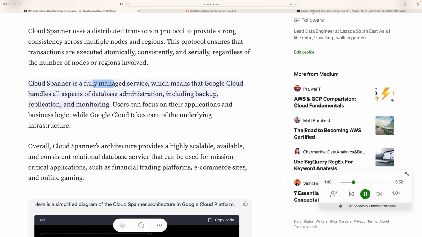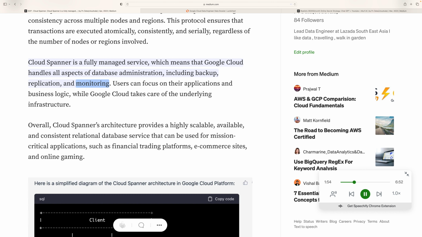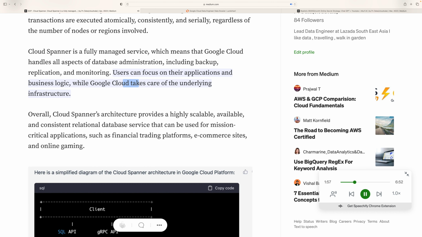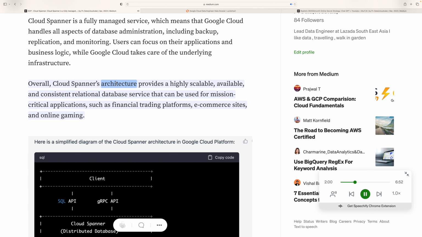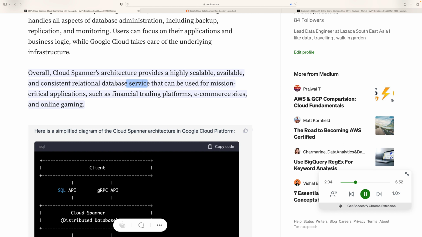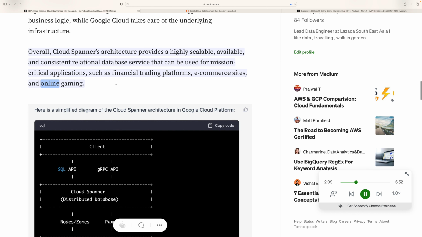Cloud Spanner is a fully managed service, which means that Google Cloud handles all aspects of database administration, including backup, replication, and monitoring. Users can focus on their applications and business logic, while Google Cloud takes care of the underlying infrastructure. Overall, Cloud Spanner's architecture provides a highly scalable, available, and consistent relational database service that can be used for mission-critical applications, such as financial trading platforms, e-commerce sites, and online gaming.